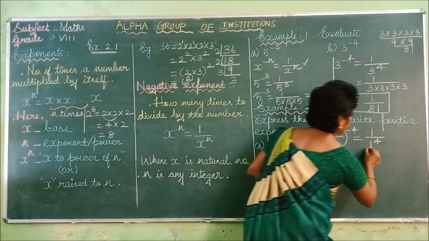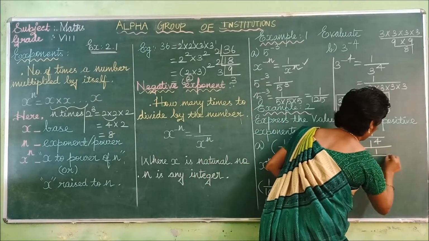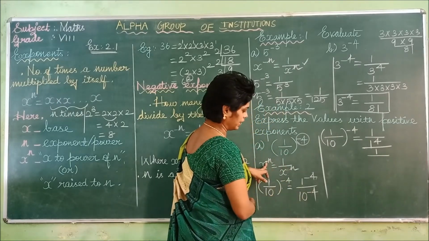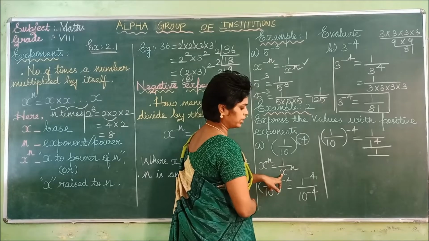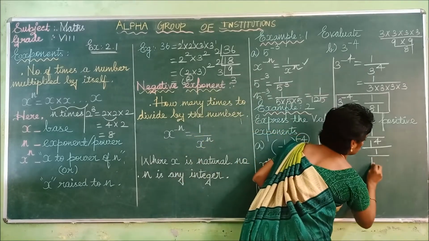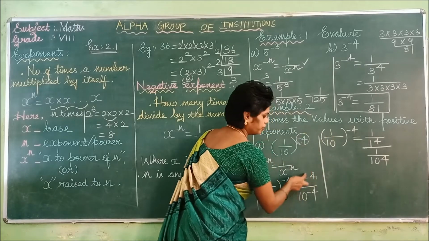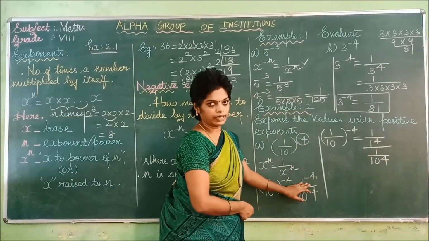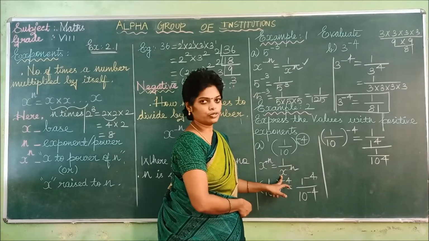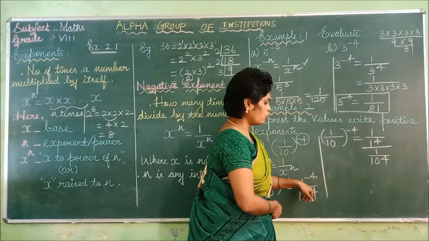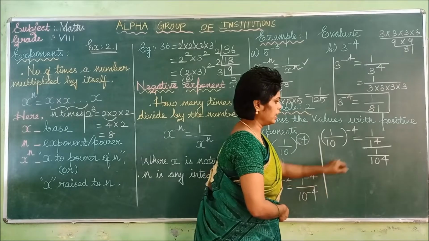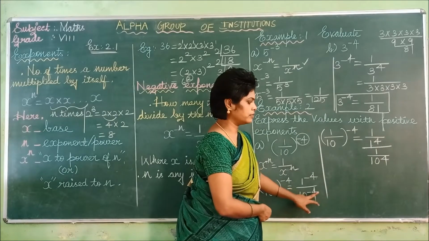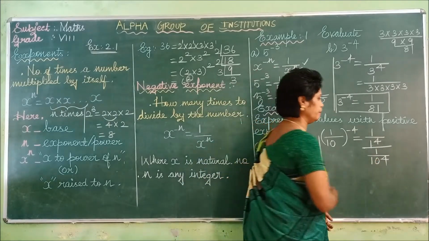The whole thing is divided by 10 to the power minus 4, which we can also change and write. 10 to the power minus 4 will be changed into 1 divided by 10 to the power 4. So if the power is negative, we can rewrite it as a division, making the power positive. Thus 1 to the power minus 4 can be rewritten as 1 divided by 1 to the power 4, and the denominator 10 to the power minus 4 can be rewritten as 1 divided by 10 to the power 4.